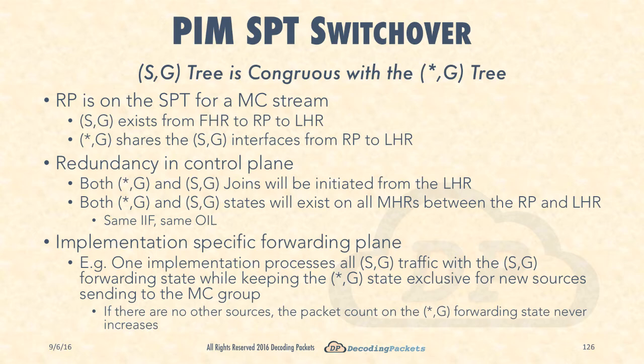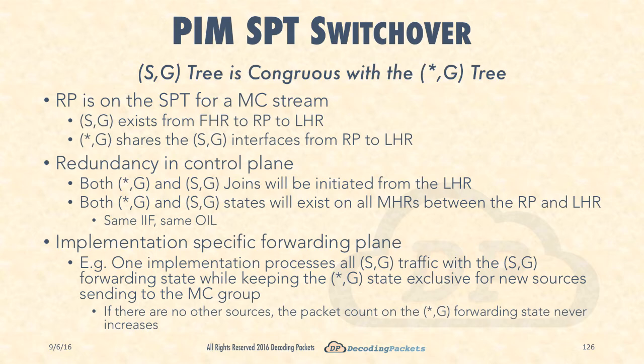Once the SPT switchover is complete, so that S,G tree signaling from the LHR to the FHR is complete, you're really faced with two different scenarios. One of those could be that the RP is not on the SPT at all. The SPT between the LHR and the FHR is completely different from where the RP sits. But oftentimes, especially in small networks, you may find that the rendezvous point is actually on this new SPT as well. So maybe the RP is so central that everything passes through it.